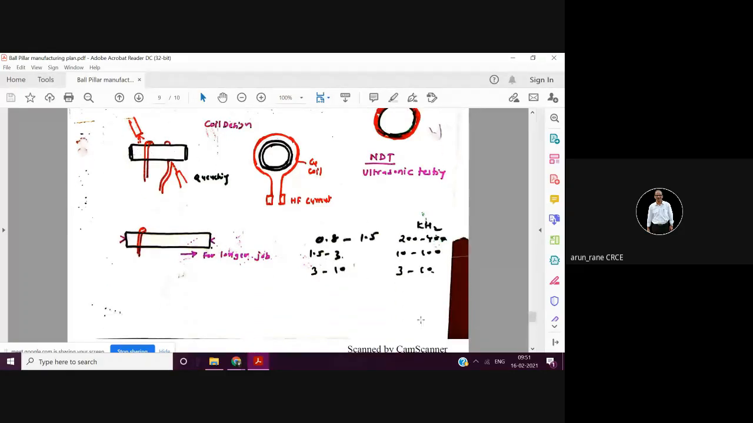Generally, the frequency range is around this 0.8 to 1.5. It is 200 to 400 kilohertz. For 1.5 to 3 mm, it is 10 to 100 kilohertz. So as the depth goes on increasing, your frequency goes on reducing. Generally, in induction hardening, common practice is up to 99.99%, or you can say 100%. We don't go more than 1.5.